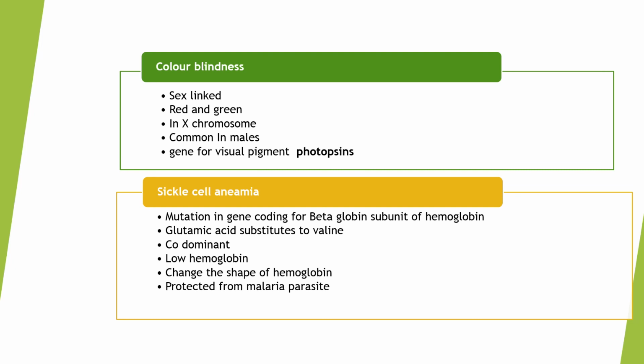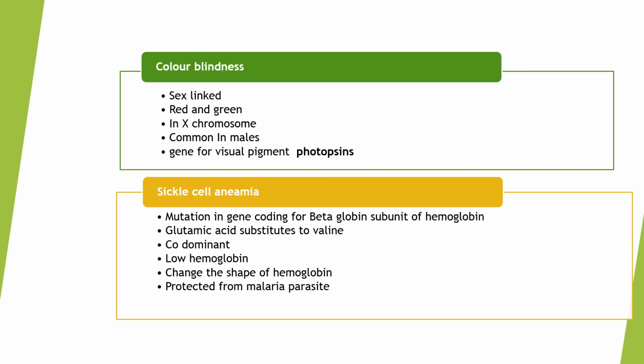Okay. So the next one is sickle cell anemia. Sickle cell anemia is due to a mutation in the gene coding for the beta globin subunit of hemoglobin. As you know, hemoglobin consists of 2 alpha units and 2 beta units, 2 alpha and 2 beta globin. The mutation is glutamic acid substituted with valine. Glutamic acid substituted to valine.